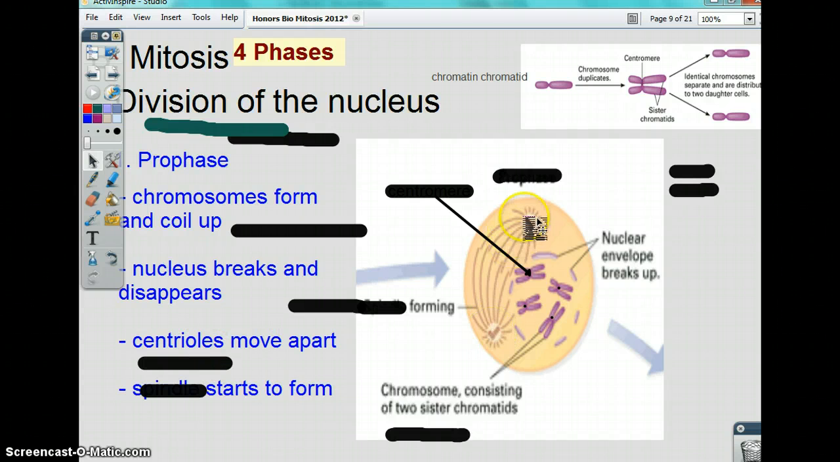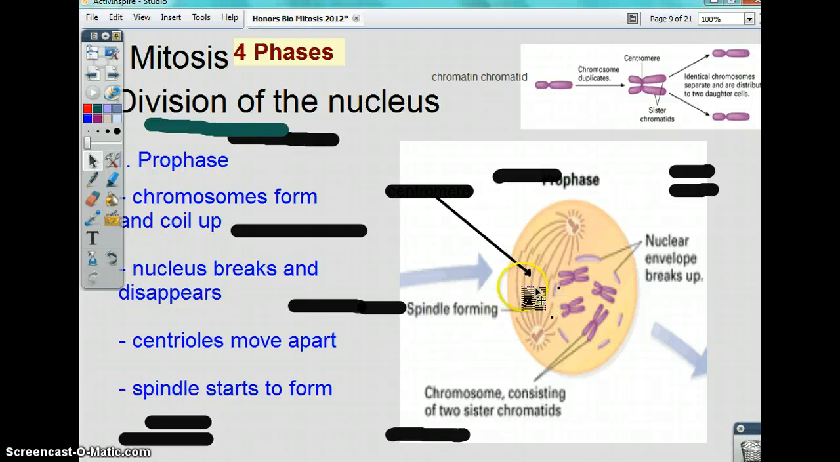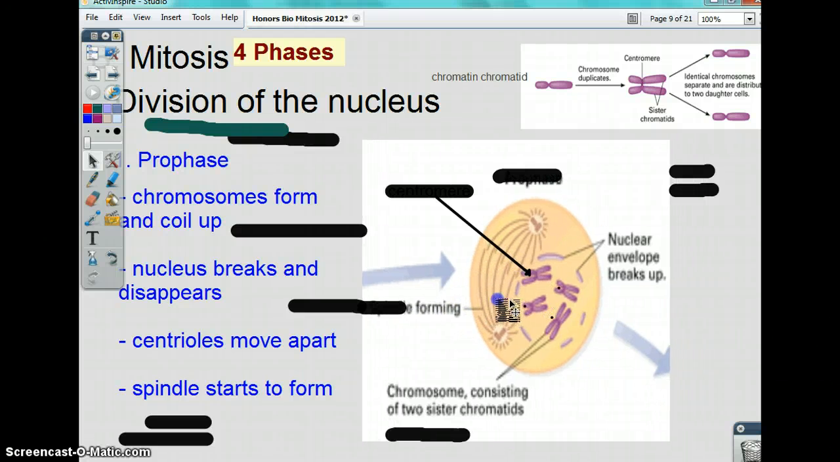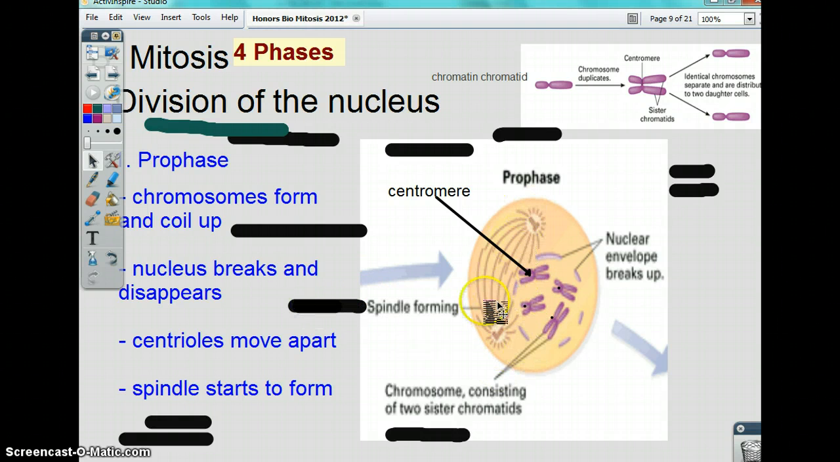Centrioles move apart. Remember, in interphase they were together, and in between them the spindle starts to form. Here is the description of the spindle right here. Let me move this back over. These dots in the center are centromeres, as shown here. You have to know how to label all these parts. Centromere holds the sister chromatids together. Centrioles look like the L-shape or T-shape structure. Your spindle is forming in between them, and the nuclear envelope breaks apart.